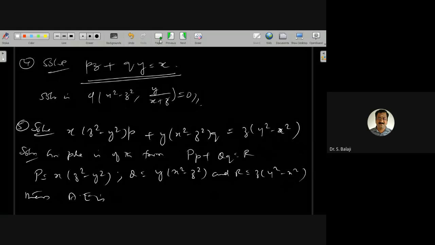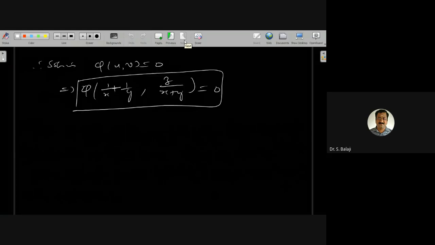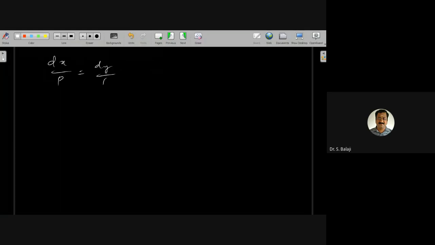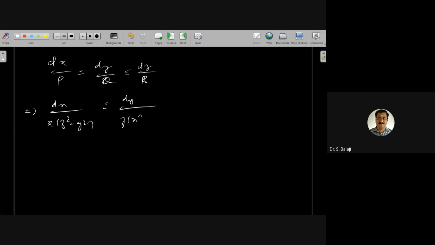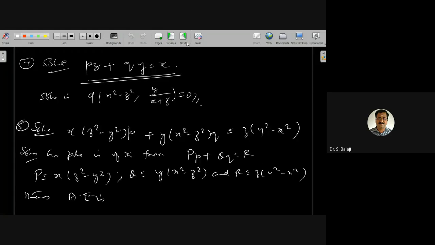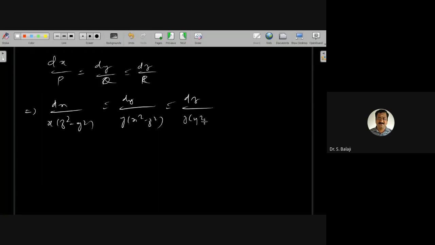The given PDE is of the form Pp plus Qq equal to R, where P equals x into (z square minus y square), Q equals y into (x square minus z square), and R equals z into (y square minus x square). Then the auxiliary equation is dx by P equals dy by Q equals dz by R, that is dx by x(z square minus y square) equals dy by y(x square minus z square) equals dz by z(y square minus x square).